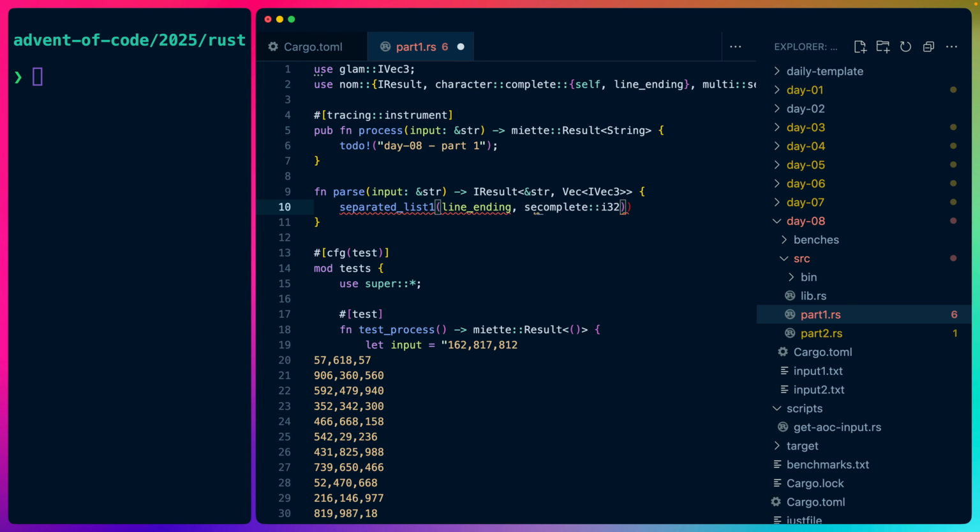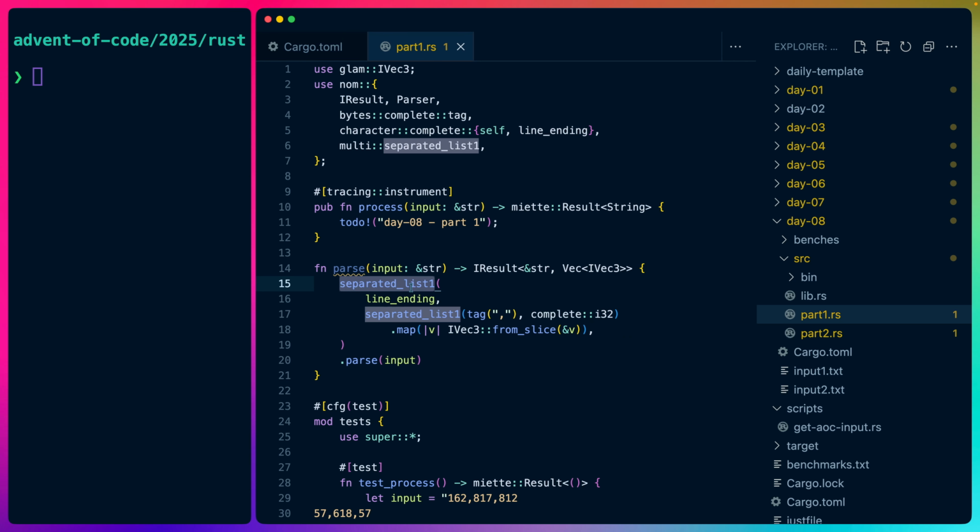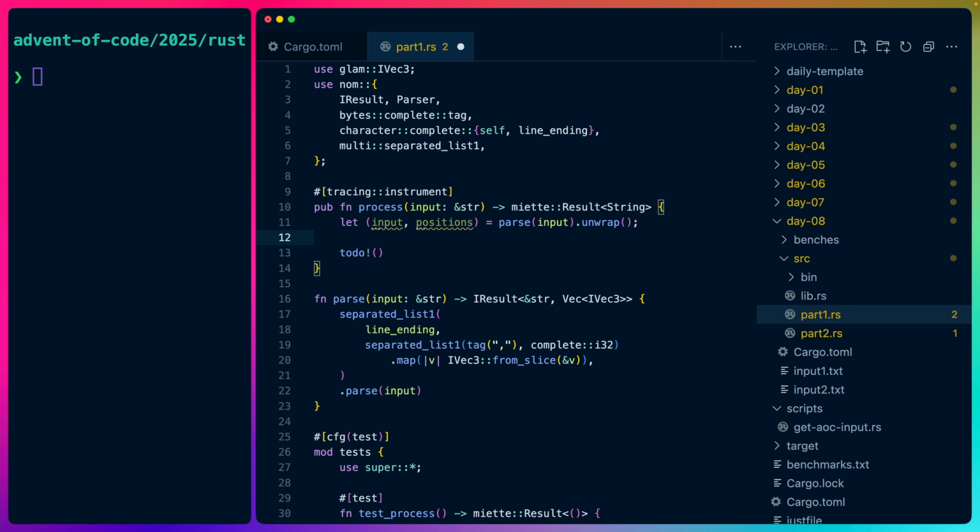And I guess it doesn't really matter. So we can get our separated list, we can map over that separated list and pass the slice into an IVEC3, which means that we should end up with input and positions and parse. And if we cargo test, not day 6, we'll do day 8, part 1.